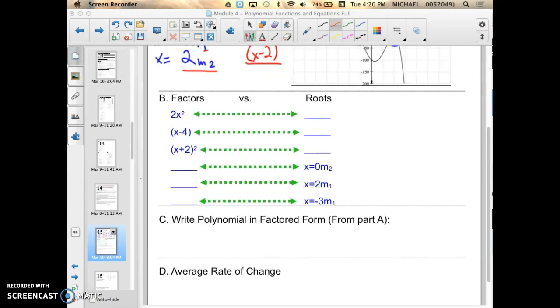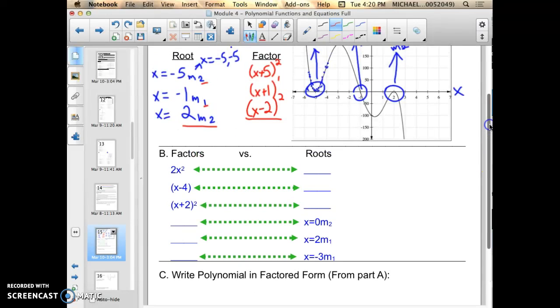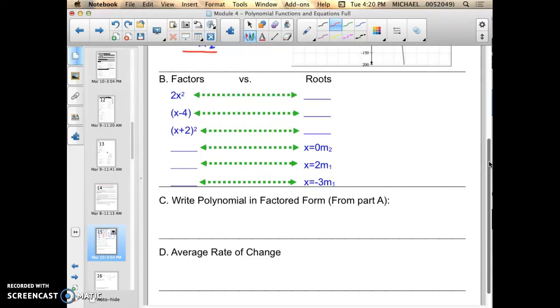Now, to gain a little bit more practice going from factor form to root form, or vice versa, because this skill is very necessary, when you've identified roots here on a graph, you're eventually going to have to be able to write them in factored form. So that skill going from root to factored form is very necessary. Let's practice these 6 situations that I've given you here. I've given you factors 1, 2, and 3, and then roots down here 4, 5, and 6.